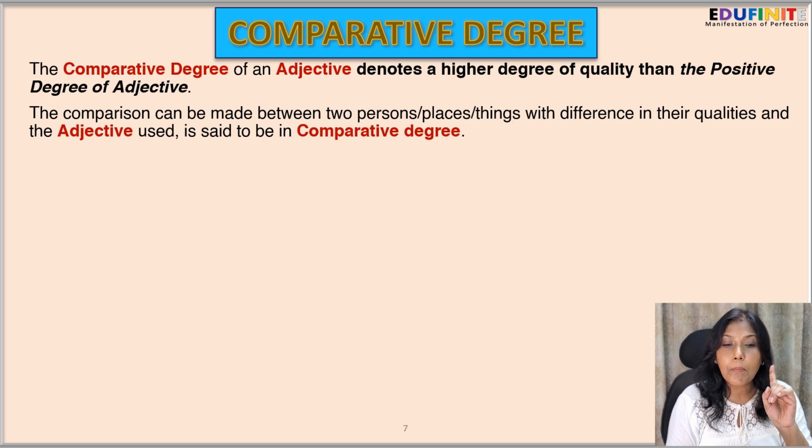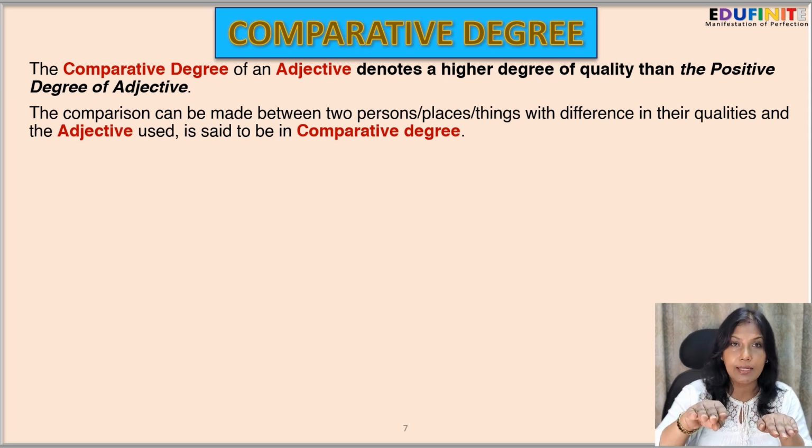Now, the comparison can be made between two persons, places, or things with difference in their qualities, and the adjective used is said to be in comparative degree. So when there are two persons or two places or two things, but they are not equal. So what do we do when we compare? We have to compare, one is better than the other.